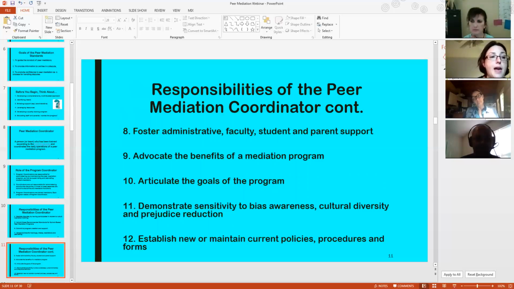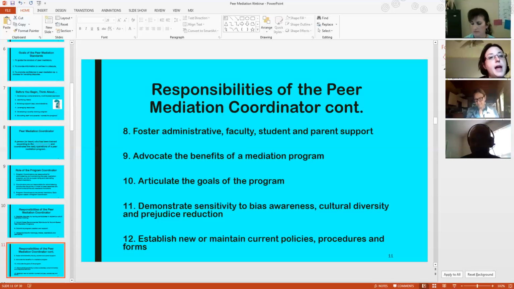Number 12, maintain or establish new policies, procedures, and forms. With this, the first thing I can think of is maybe a fact sheet. What are the facts of peer mediation? What's a referral form? A parent permission form? There are curricula out there that provide these kinds of templates, if you will.